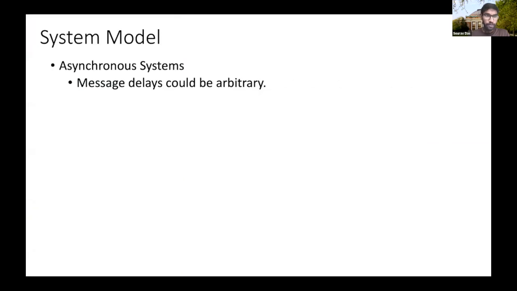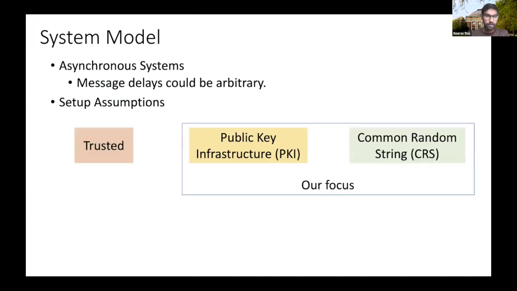So this is the system model that we work in. We consider an asynchronous system where message delays between honest nodes could be arbitrarily long, but the messages will eventually get delivered. And we consider setup assumptions. We mostly work in the common random string model, which means everybody has access to a hash or a uniform random string, or sometimes in public key infrastructure. For our ADD, we do not assume any setup. It's information theoretic, but for reliable broadcast, we assume a common random string or hash functions.